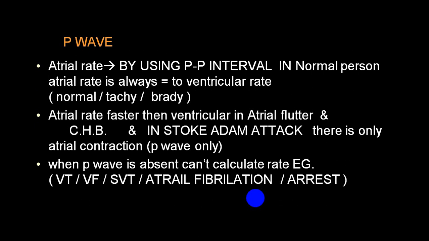When the P wave is absent, you know that you will not have an atrial rate calculation. You can calculate only the ventricular rate. Classical examples are ventricular tachycardia, ventricular fibrillation, supraventricular tachycardia where the P wave is not seen or is hidden in the T wave, and atrial fibrillation. Whenever there is a sinus arrest or ventricular arrest, which we call standstill or asystole, there is no P wave or no QRS complex, so you cannot calculate the atrial rate or the ventricular rate.